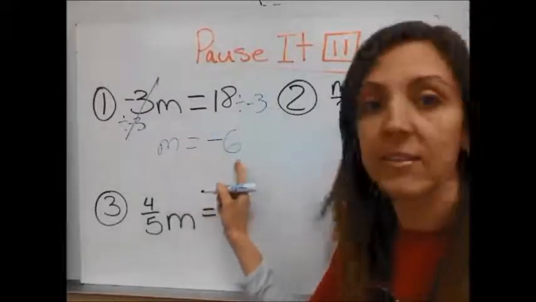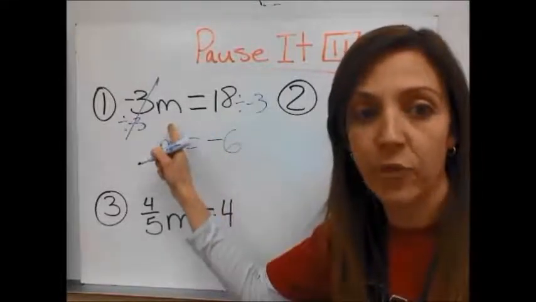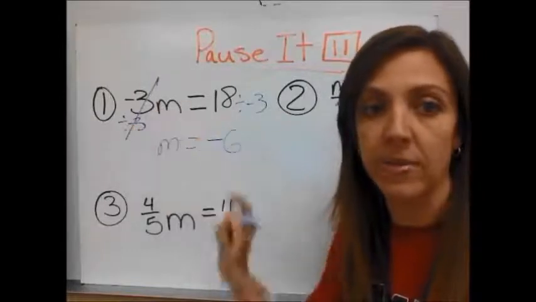So m equals negative 6, and I can plug the negative 6 back in for m. Negative 6 times negative 3 is positive 18.